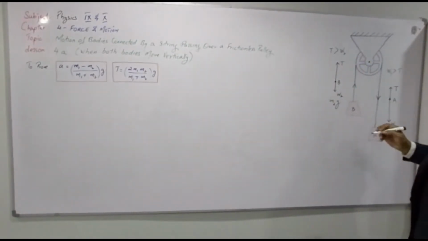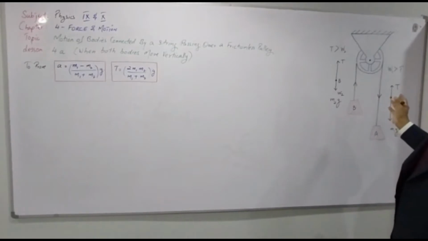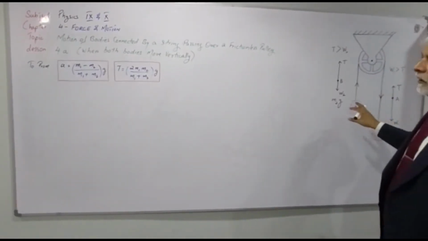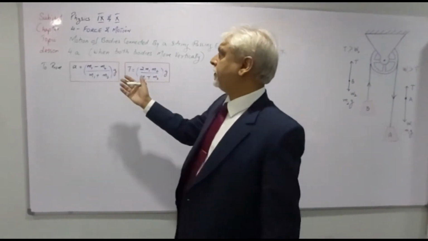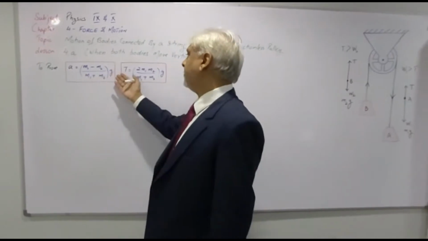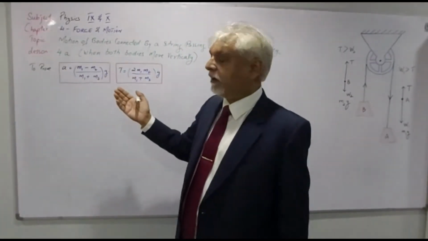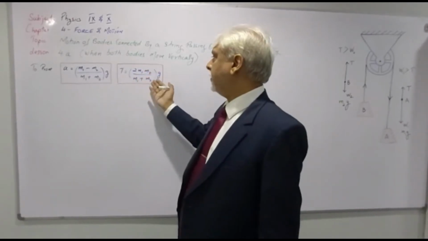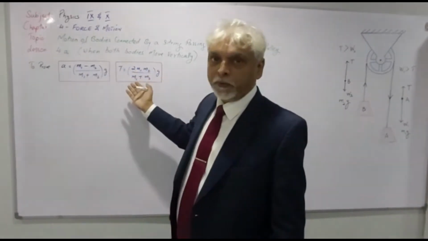So let us consider the two cases, and for one body moving upward and the other moving downward, we need to prove that the acceleration in this case is equal to m1 minus m2 upon m1 plus m2 times g. g is acceleration due to gravity, and T, the tension, is equal to 2 times m1 m2 upon m1 plus m2 times g. We'll be proving this now.